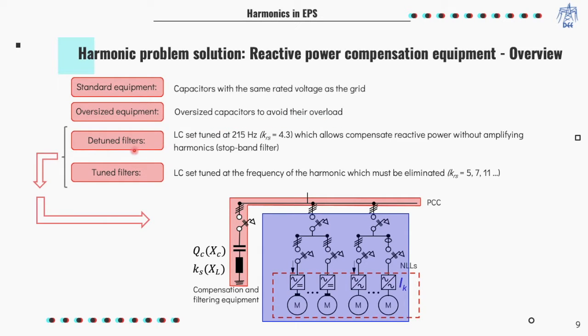The detuned and tuned filters are equipment with a capacitor and an inductance tuned at a specific frequency. The former are tuned at 250 Hz, which allows to compensate reactive power without amplifying harmonics. The latter are tuned at the frequency of the harmonic, which must be eliminated. Both allow to compensate reactive powers as well as reducing harmonic voltages.